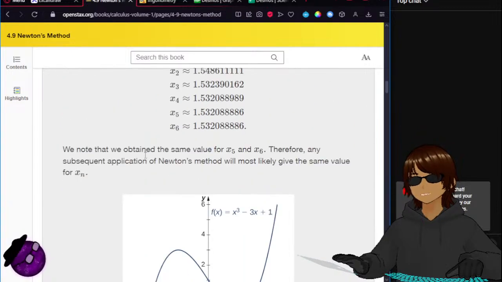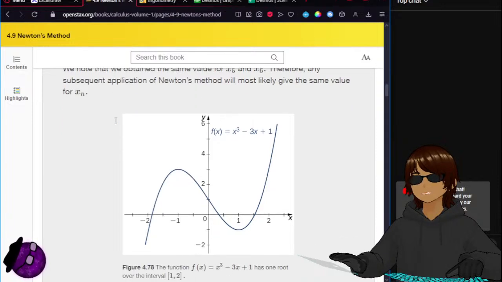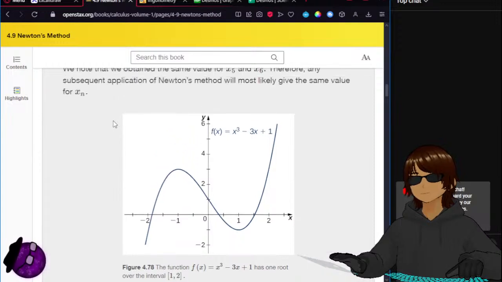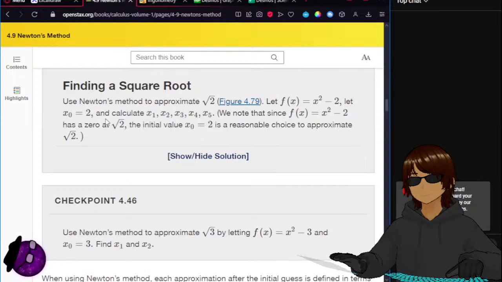We know that we obtain the same value of x5 and x6. Therefore, any subsequent application of Newton's method will most likely give the same value for x, and finding a square root.